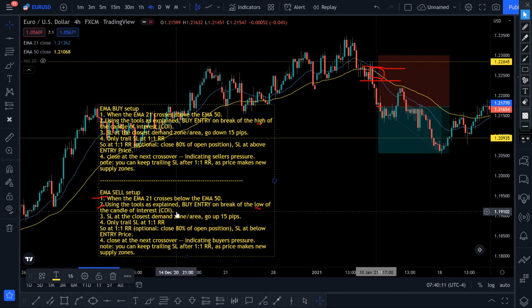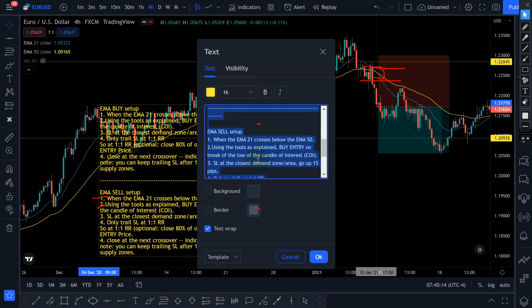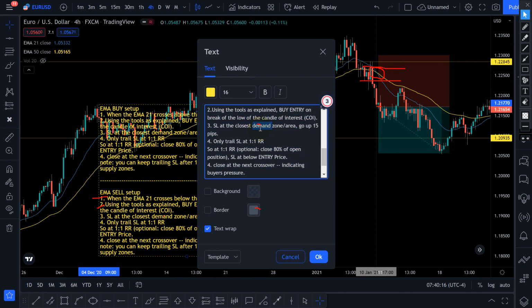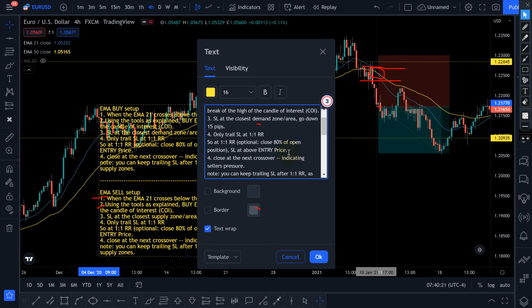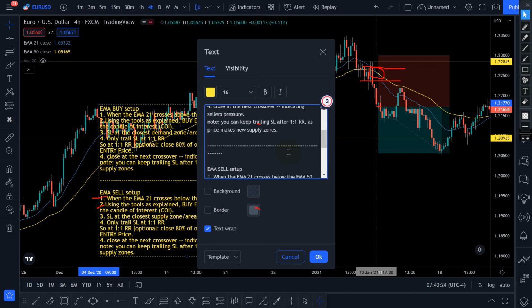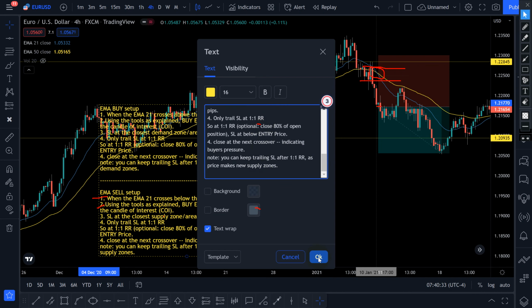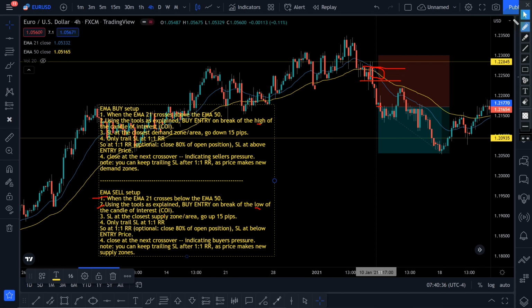I know why it didn't change. I didn't click the supply zone here. Yep. This is demand. Okay, got it now. Stop loss at the closest supply zone plus 15 pips. Check. Done. Only trail at 1 hour. Okay, that is the next stage.